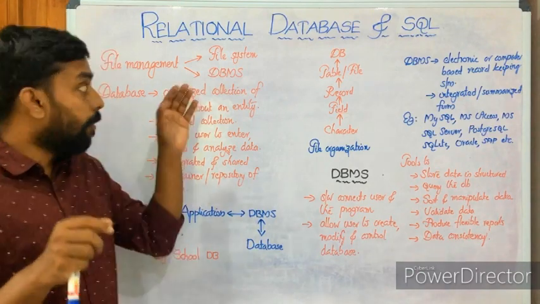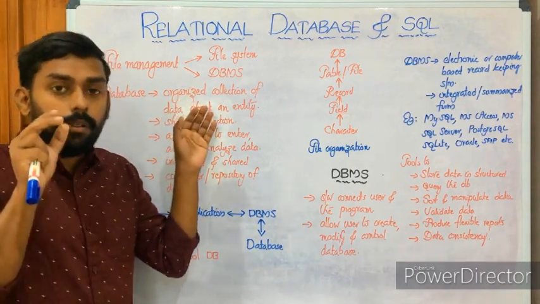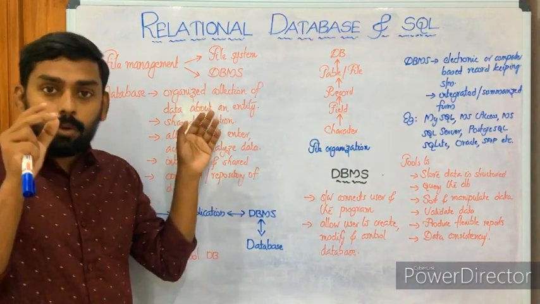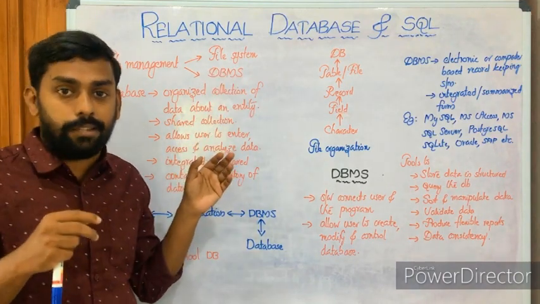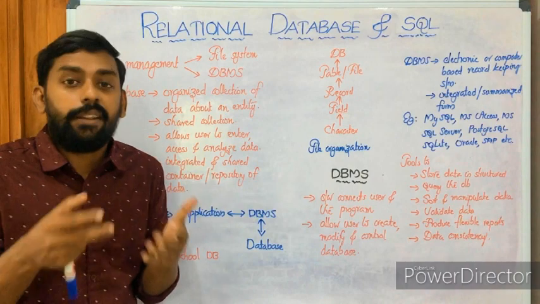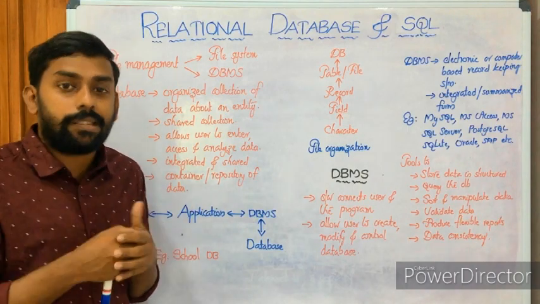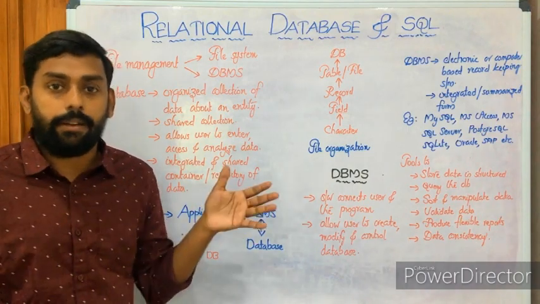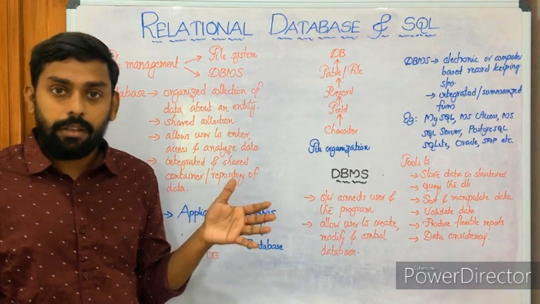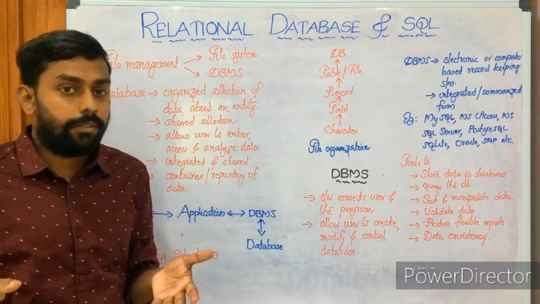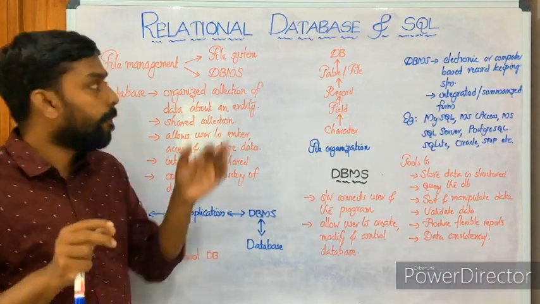That's a problem. There may be duplication, right? That's a point. There will be duplication in the file system. Duplication leads to inconsistency, right? Duplication in the sense of redundancy. Redundancy leads to inconsistency, inaccurate data, invalid data. Data may be scattered, so it will be invalid. These are some of the main problems in the file system.